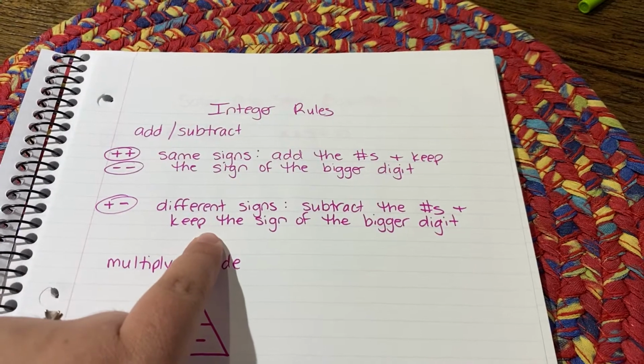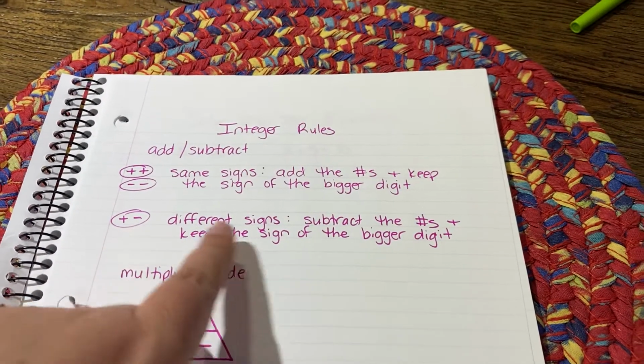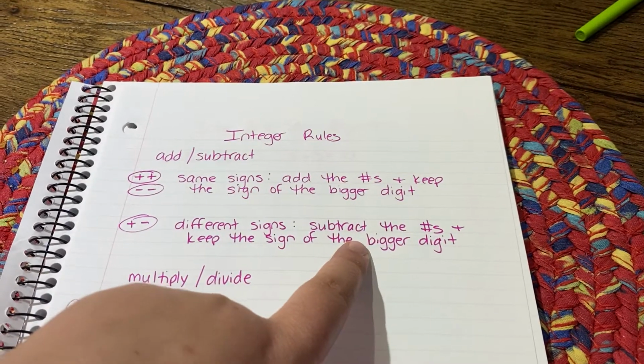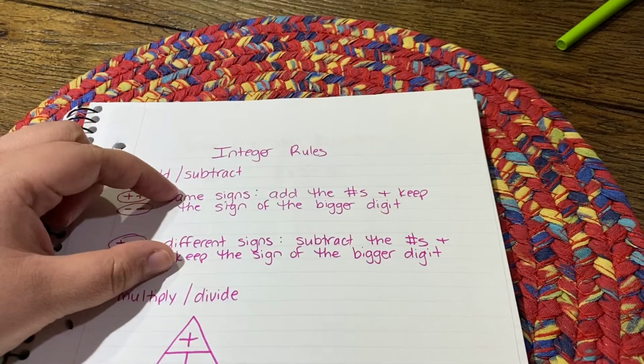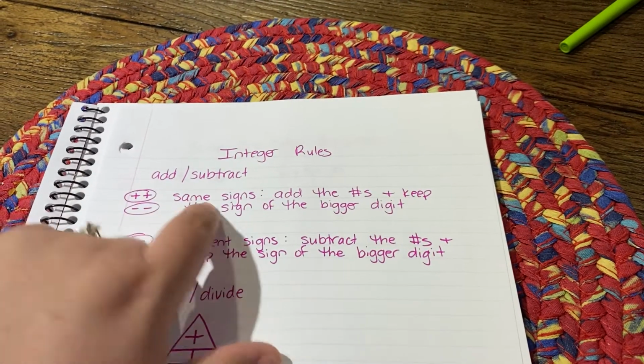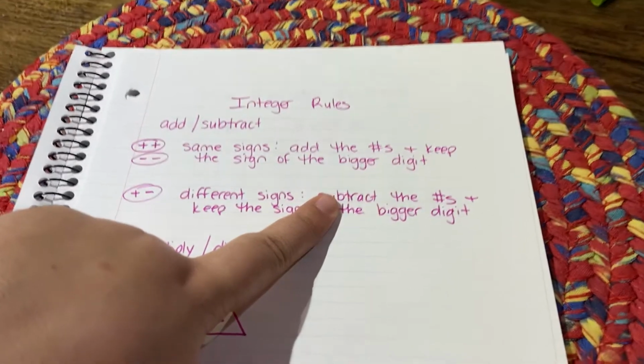And then different signs means there's a positive and a negative number. Whenever you have different signs, you're going to subtract the numbers and then keep the sign of the bigger digit. Okay, so half of this rule is the exact same. The only difference is on the same sign you add, different signs you're going to subtract, but you always keep the sign of the bigger digit.